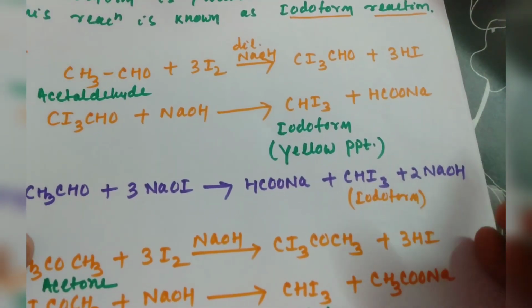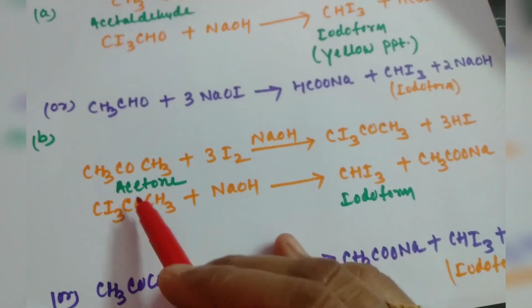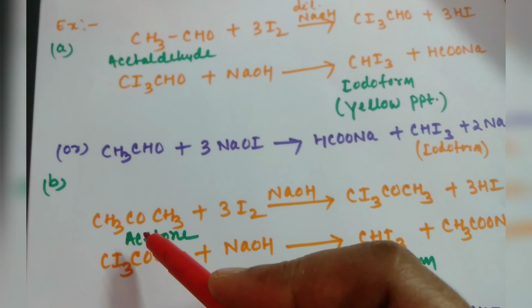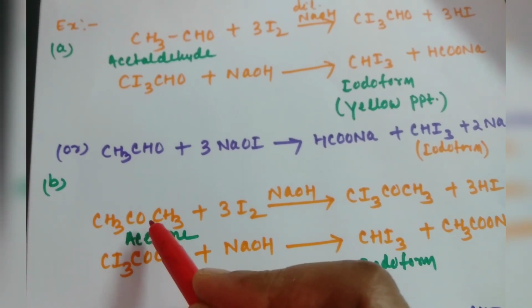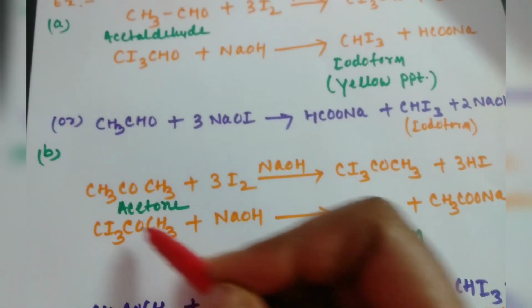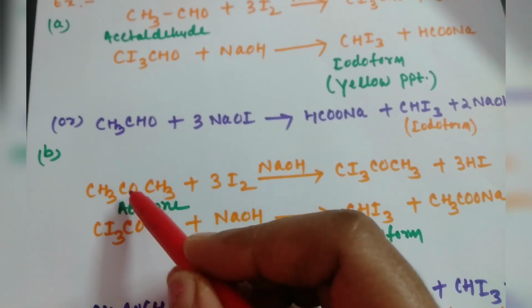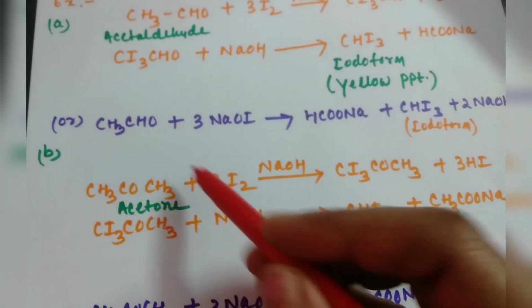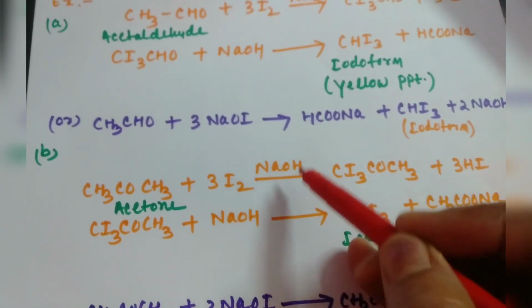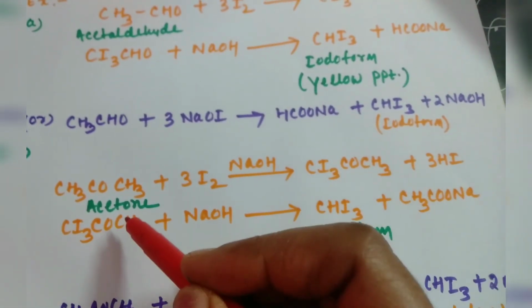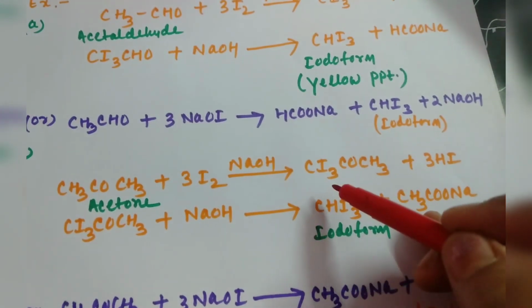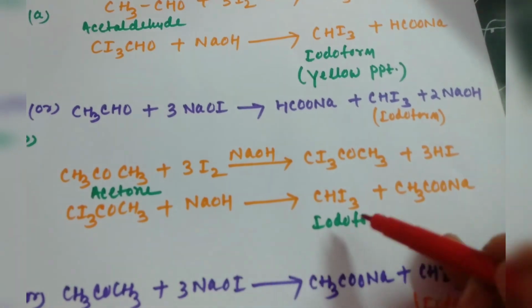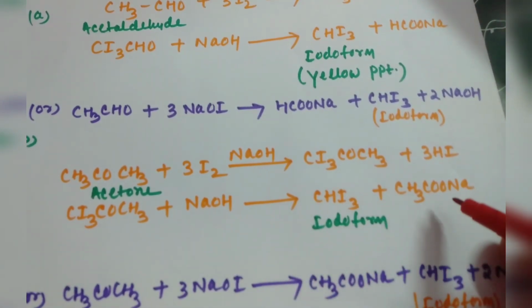Okay. Similarly, take another example, that is acetone. Acetone is also a methyl ketone group CH3CO, and the other member is also CH3. So here two methyl groups are attached to the carbonyl carbon. Okay. Now when acetone is treated with iodine in presence of alkali, first it forms an intermediate, triiodoacetone. Then this triiodoacetone again treated with sodium hydroxide forms iodoform along with sodium acetate.